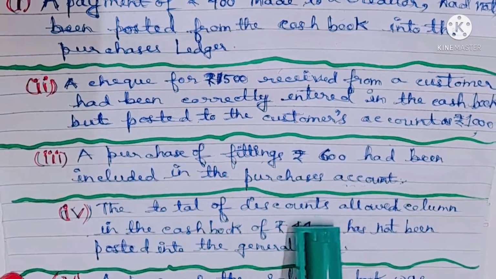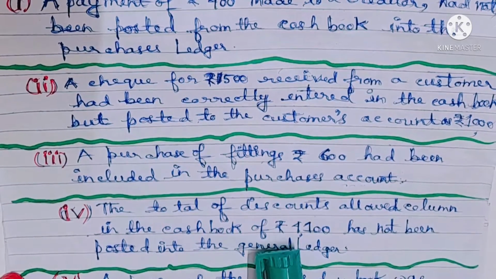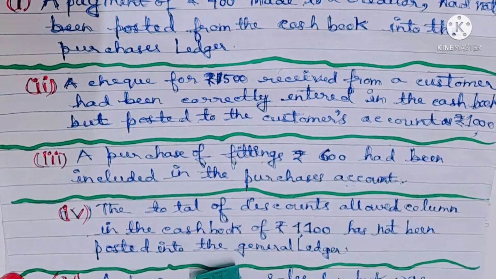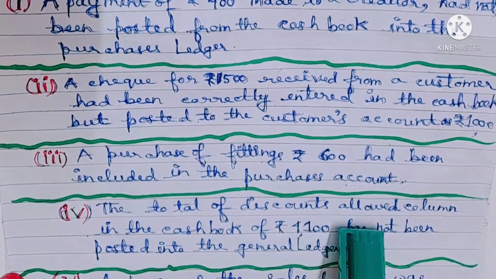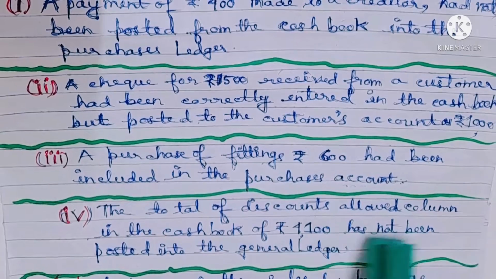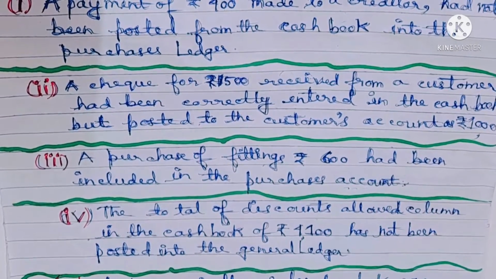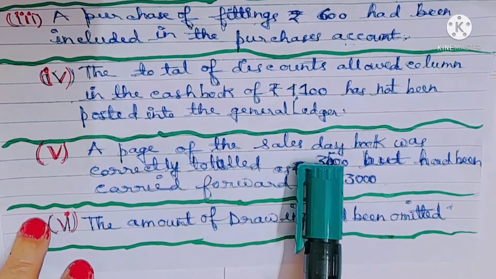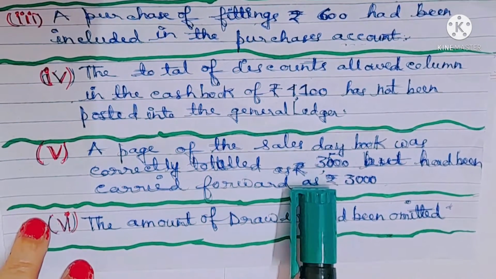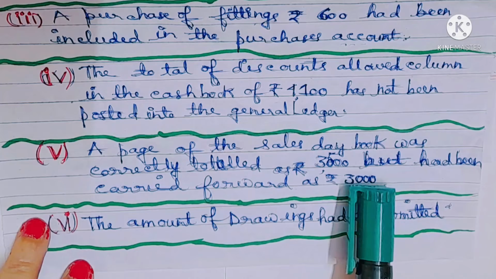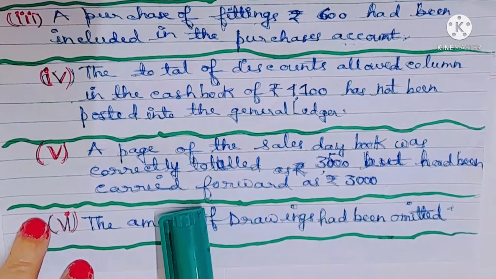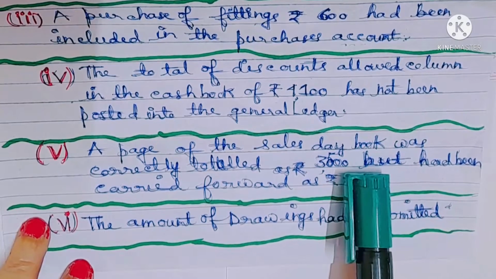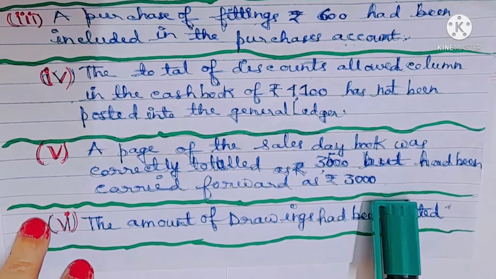Number four, the total of the discounts allowed column in the cash book of rupees 4100 has not been posted into the general ledger. So discounts allowed was not posted. We'll have to record discount allowed also. Number five, a page of the sales day book was correctly totaled as rupees 3500 but had been carried forward as rupees 3000. Instead of recording 3500, it was recorded as 3000.